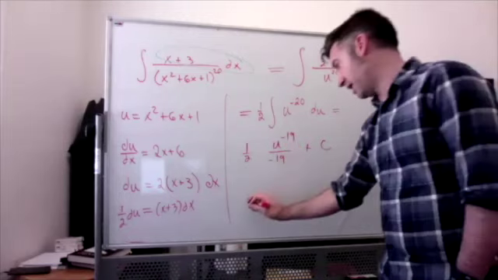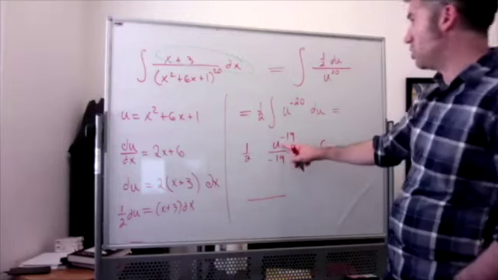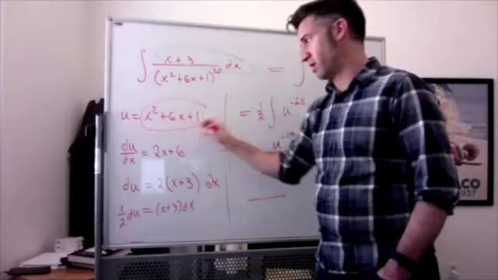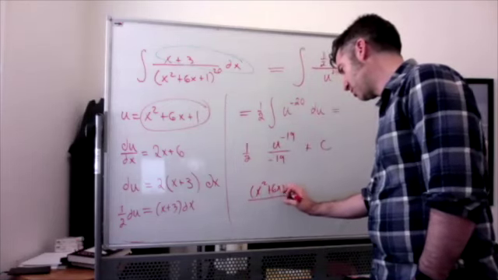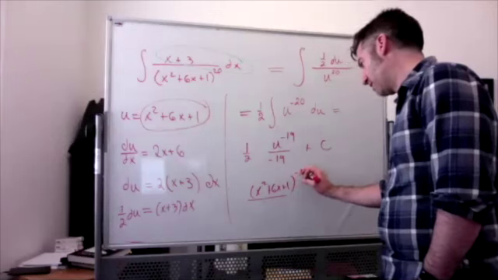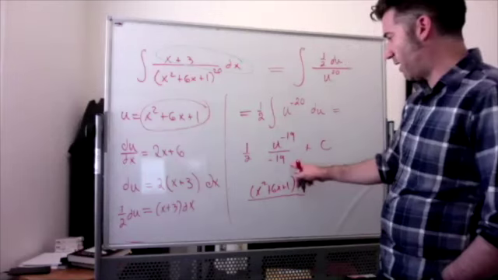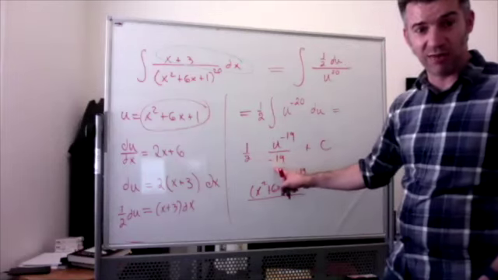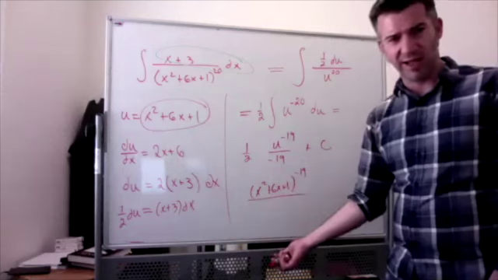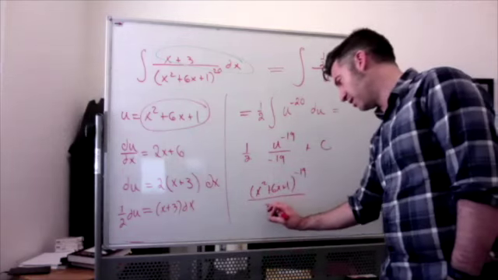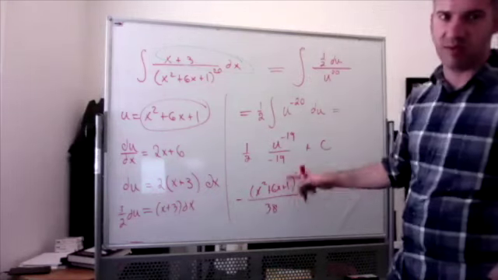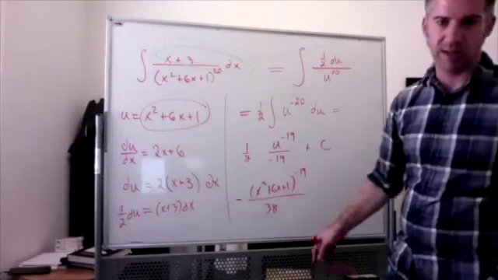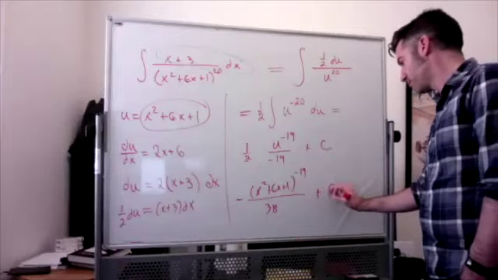So I would probably write this as, replace u with x squared plus 6x plus 1. That's going to be x squared plus 6x plus 1 to the negative 19th power, divided by 2 times negative 19, which is negative 38. Usually we don't divide by negatives though. Usually instead of divided by negative 38, we write it as negative x squared plus 6x plus 1 to the negative 19 over 38. That's more typical. Plus c.